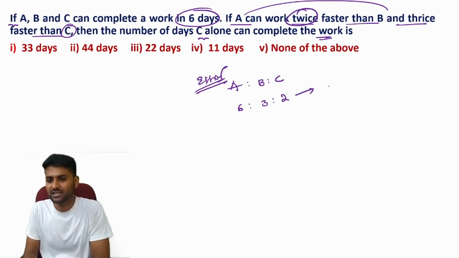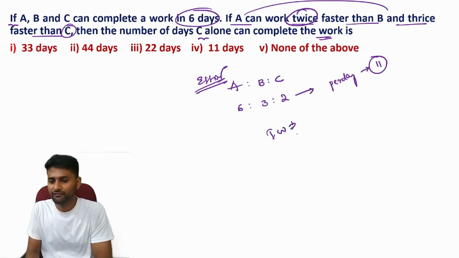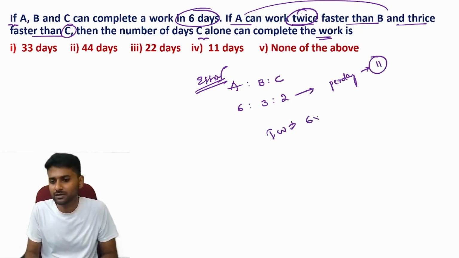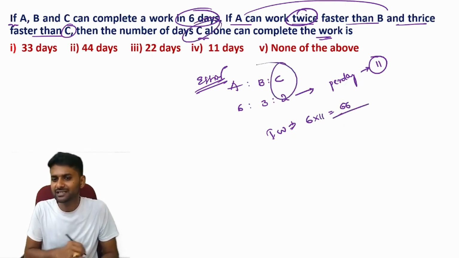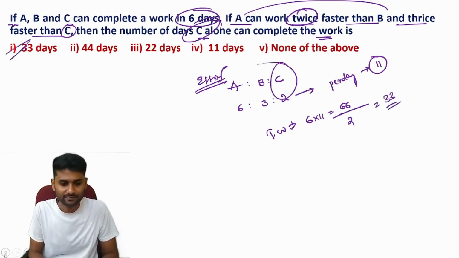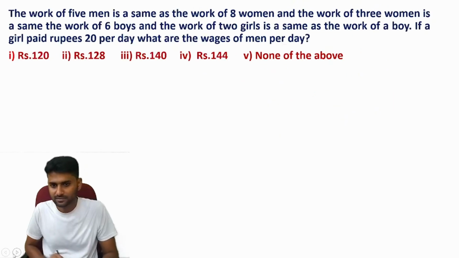Now what is the efficiency? If they work per day, they are going to complete 11 units. What about the total work? If A, B, C work together, they will finish the work in 6 days. Now what is the total work? 6 into 11 is equal to 66 units. Now the question: if you assign this work to C, how much time does C take? 66 divided by 2, C takes exactly 33 days. Try this question.